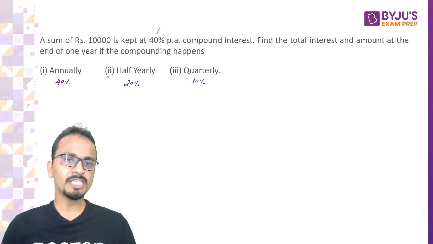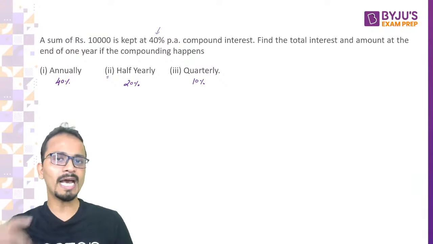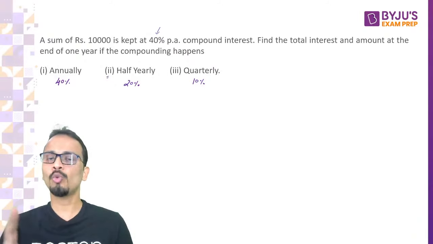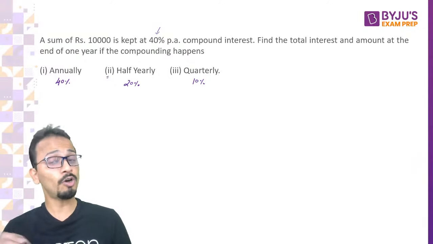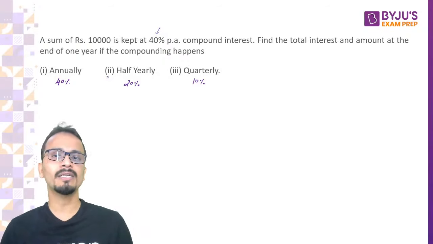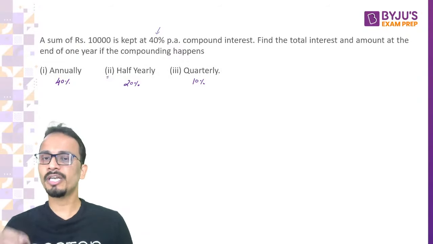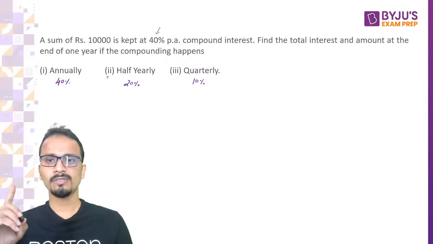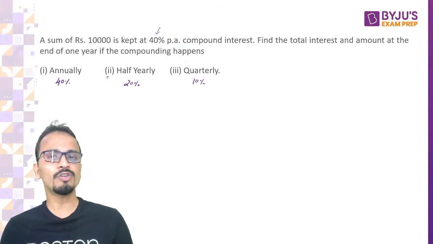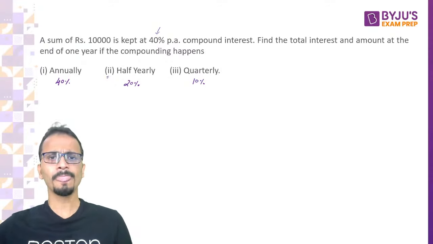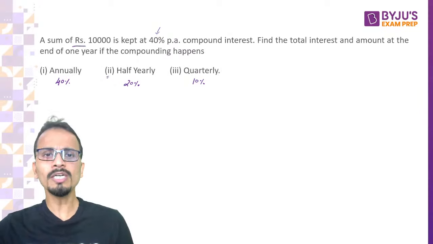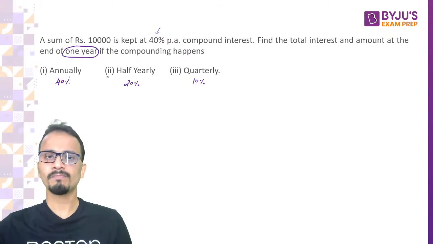So in the first case, the rate of interest is for the entire 1 year. In the second case, 20% is the rate of interest for 6 months. And in the third case, 10% is the rate of interest for 1 quarter. That means for 3 months. Now, the total time period given to us is 1 year.